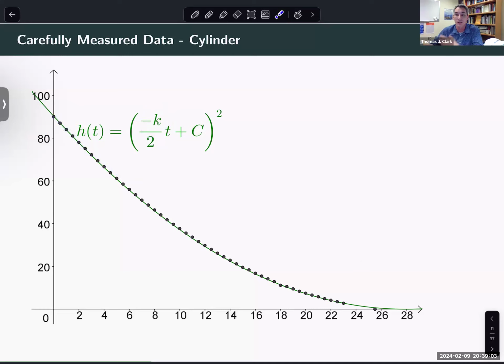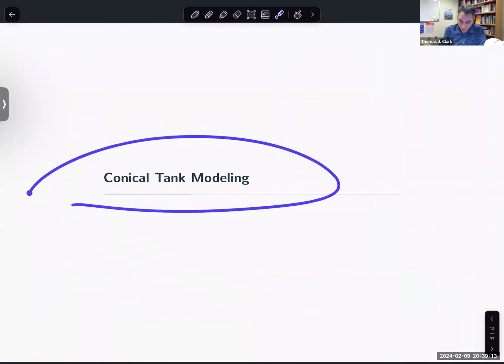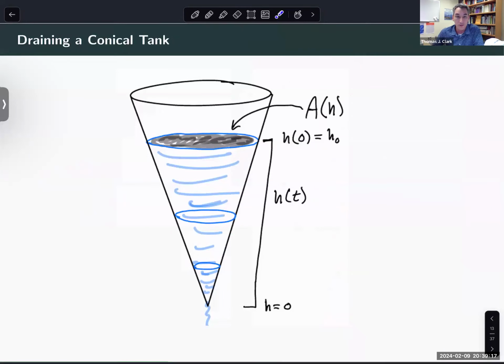If the model's wrong, then you'll go off, and you can play a game around that way. So that's a cylinder problem. That's great. Pretty standard. So let's do the cone. The cone problem would look like this.